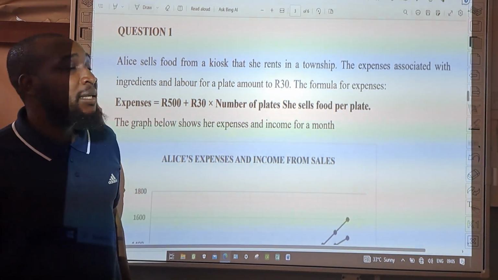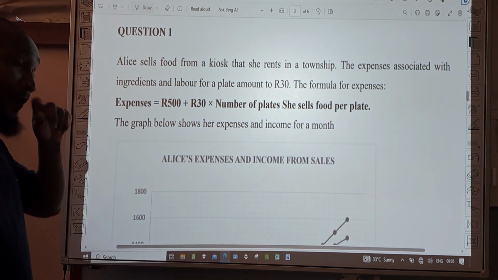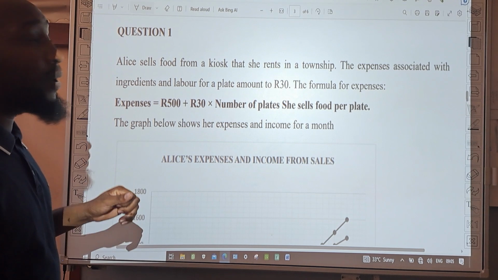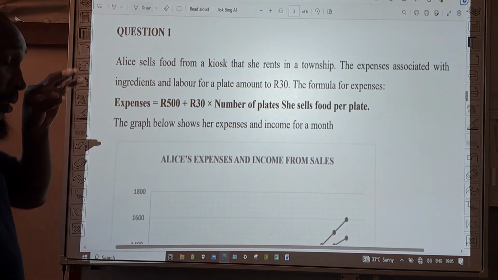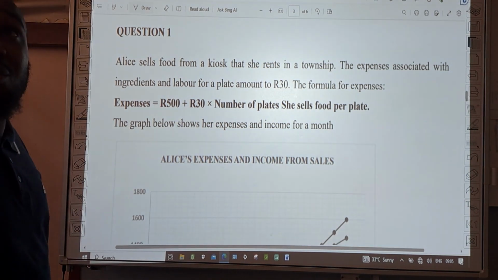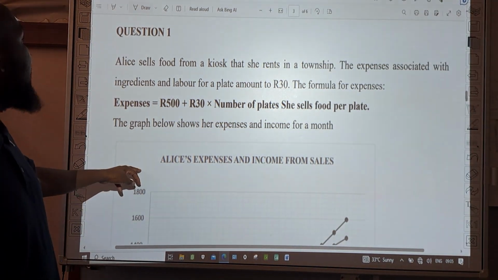Okay, welcome back, Grade 11s. I want to cover income and expenses. So it's quite a short question. And okay, without wasting any time.